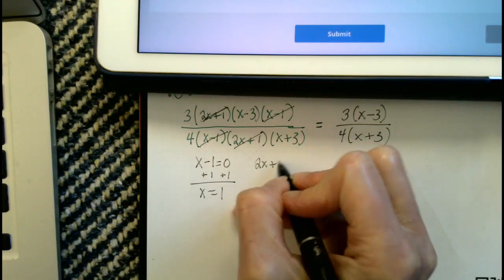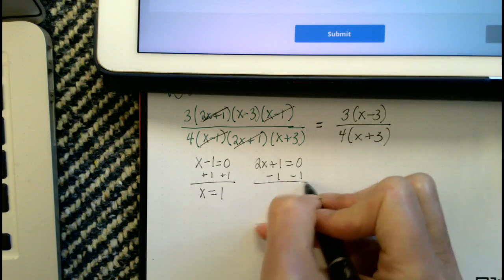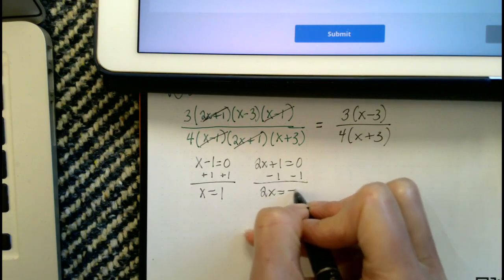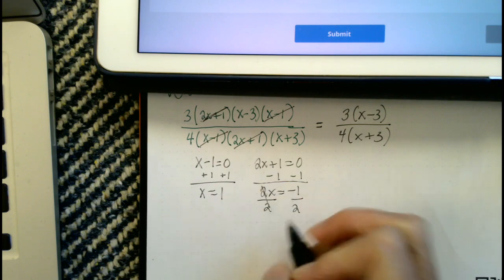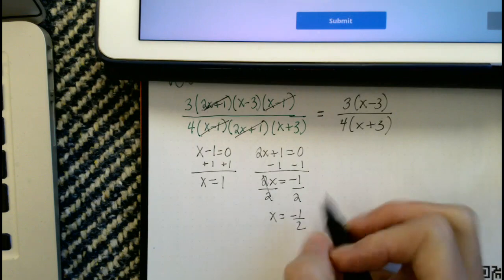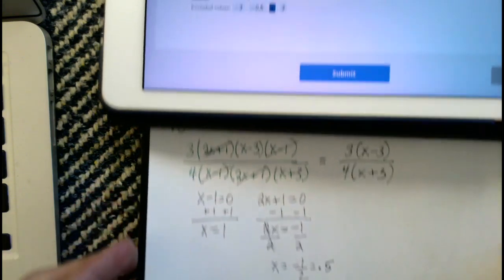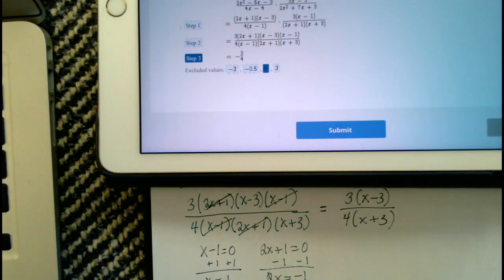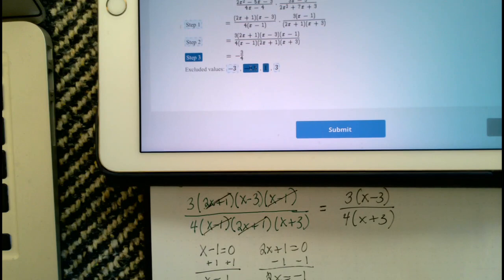Same thing here with 2x plus 1 equals 0. We subtract 1 from both sides, and we get 2x equals negative 1. Divide both sides by 2. So we have x equals negative 1/2, and Edmentum writes that as negative 0.5. Nice that I have that for the check.